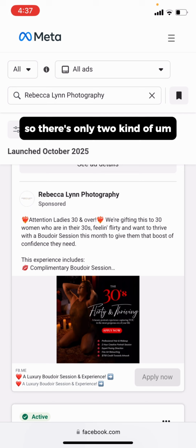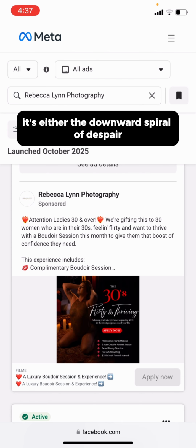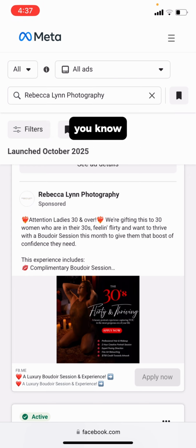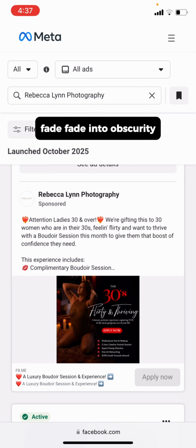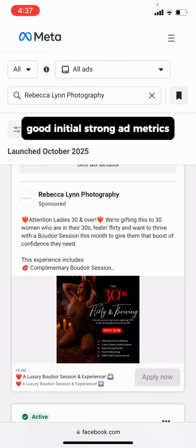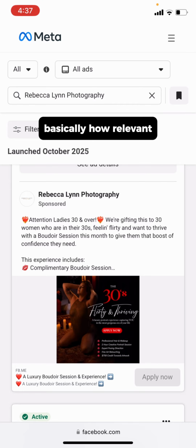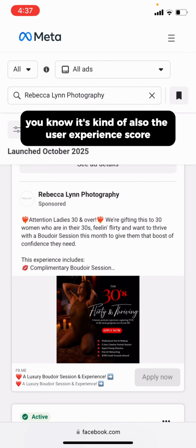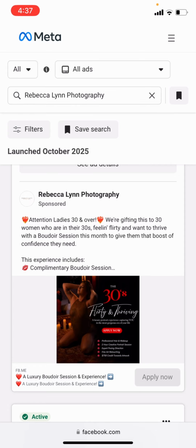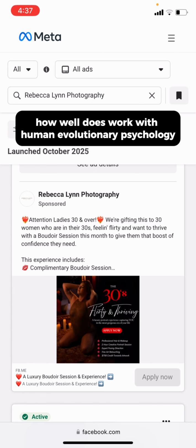So there's only two ways ads can go. It's either the downward spiral of despair, fade into obscurity, ad dies, refresh creative, or there's the upward spiral of awesomeness, catch the jet stream, good initial, strong ad metrics, which always starts with unique CTR all. Basically how relevant, it's also the user experience score. How relevant is our ad to the women in our city? How well does it work with newsfeed psychology? How well does it work with human evolutionary psychology?